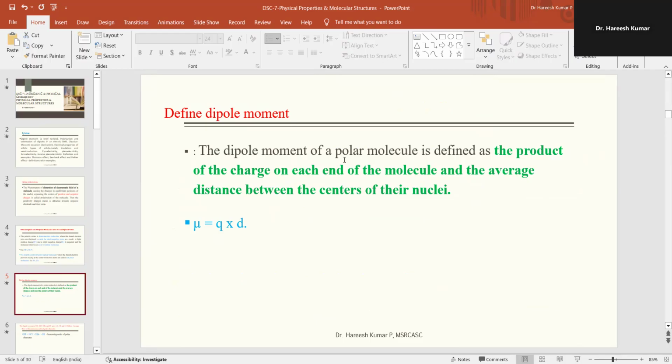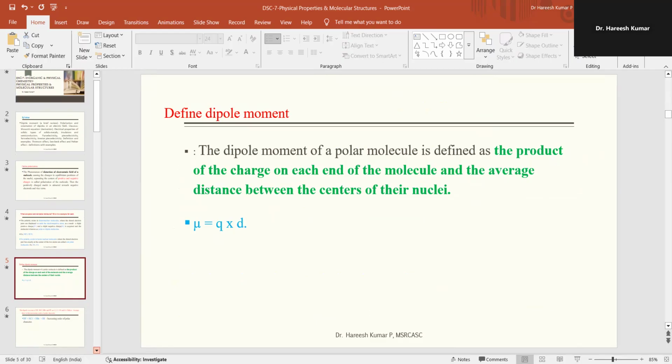So, define dipole moment. The dipole moment of a polar molecule is defined as the product of the charge, that means Q, the product of the charge on each end of the molecule and the average distance between the centers of the nuclei. Average distance between the centers of the nuclei is d.